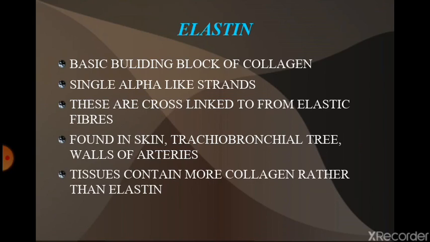Now let's see elastin. The structure of elastin is single alpha-like strands, and these cross-link to form elastin fibers. They are found in skin, the tracheobronchial tree, and walls of arteries. Basically, if you see a tissue, the presence of collagen is more than elastin.